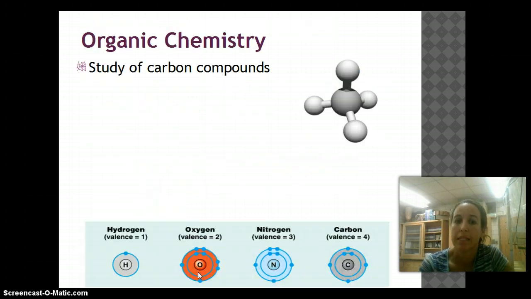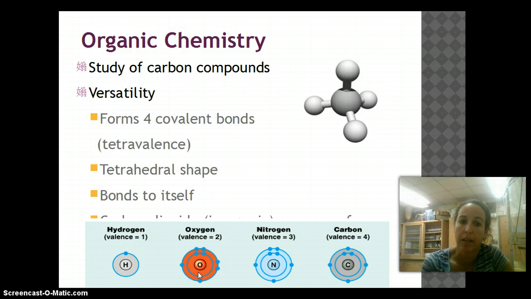Okay, so like I said, there's a whole branch of chemistry that is devoted to the study of carbon, and that's called organic chemistry. And it's because it's so versatile. It has a lot of unique characteristics that other things do not. And one is that it has 4 valence electrons. And so since it has 4 valence electrons, that means it can form 4 covalent bonds.